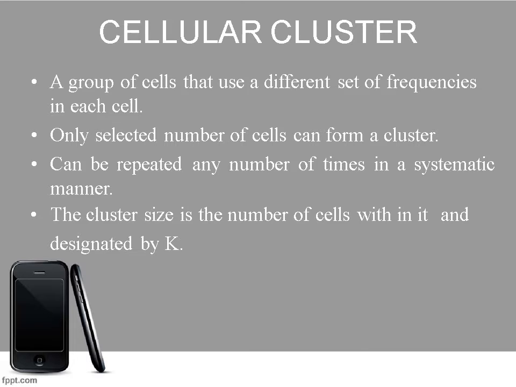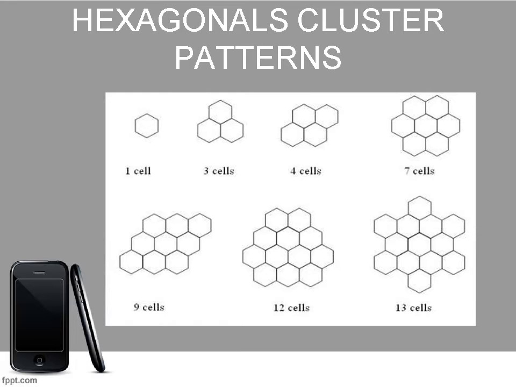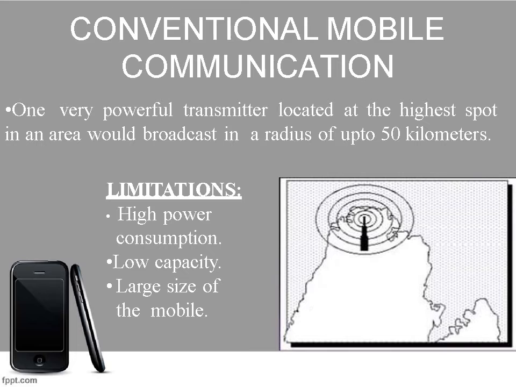Then a cellular cluster is nothing but a group of cells that use a different set of frequencies in each cell. Only a selected number of cells can form a cluster, which can be repeated any number of times in a systematic manner. The cluster size is the number of cells within it and is designated by K. So the hexagonal cluster pattern is represented here for 1 cell, 3 cell, 4 cell, 7 cell, 9 cell, 12 cell and 13 cell.